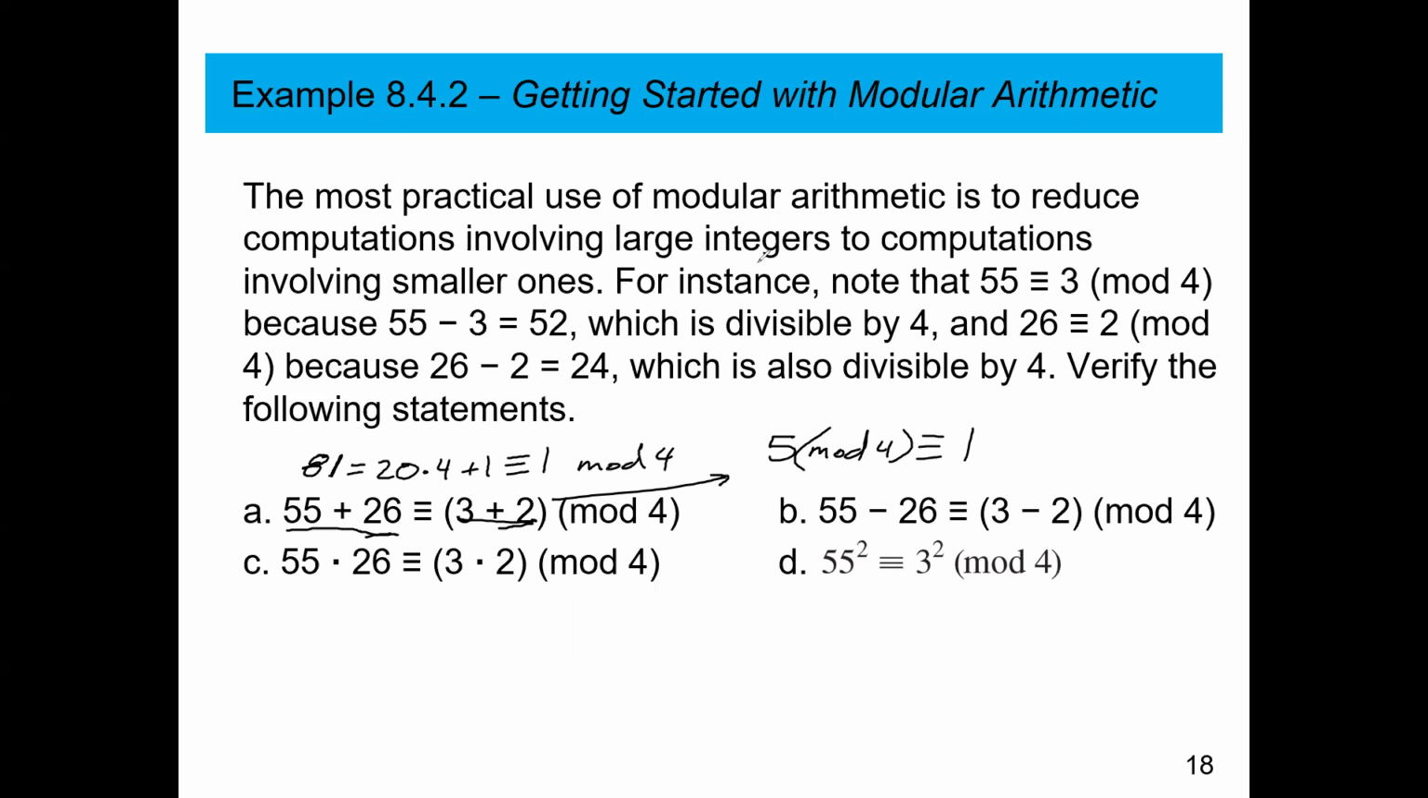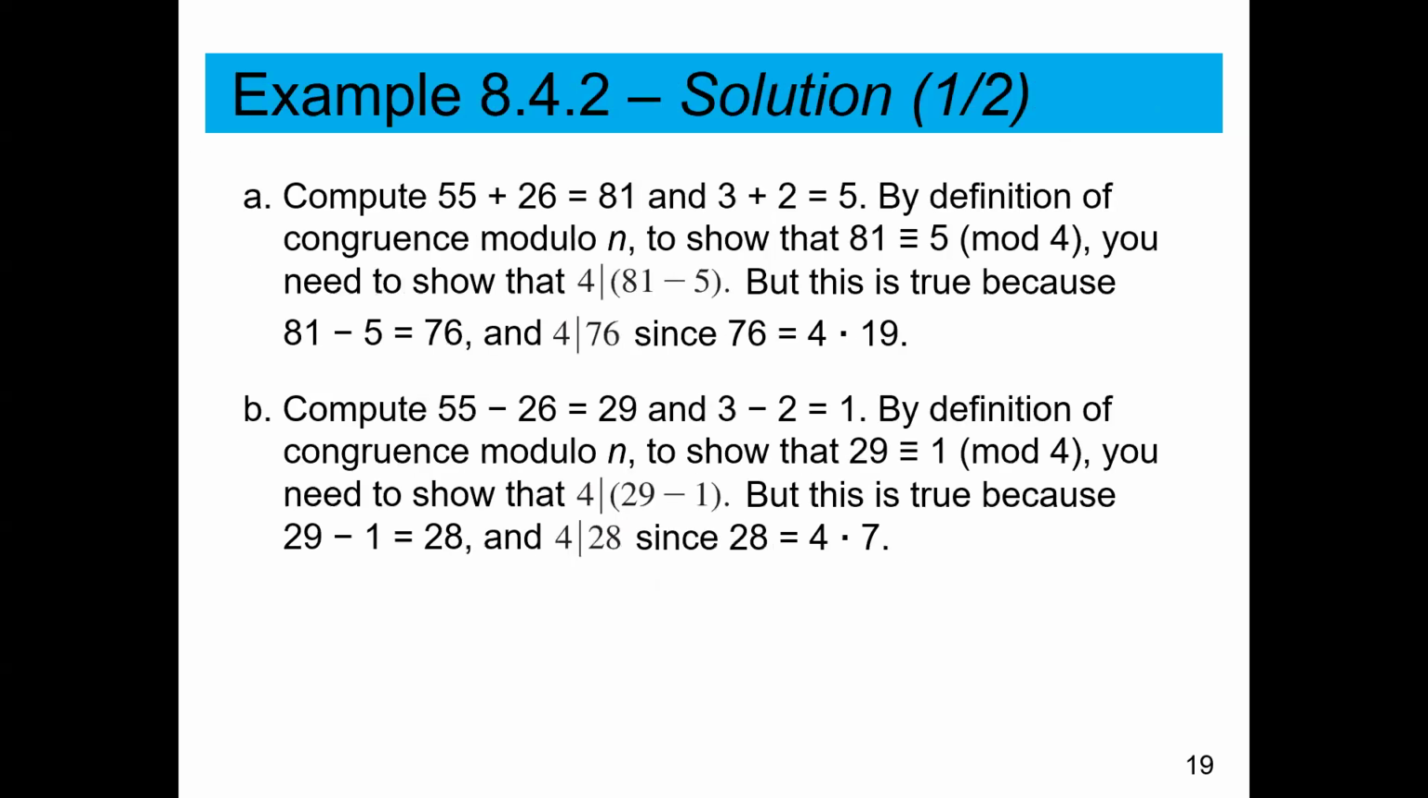Which one is easier computation? Often, for many people, the easier computation is to take this and go to its smaller values real quickly, because then you're dealing with smaller numbers. But again, it depends on the person you're dealing with and what they see. Just to show more, for part B, subtraction: if we actually did the actual subtraction, this is 29, but 3 minus 2 is 1. 29 is 28 plus one more. So that's why it's congruent to 1 mod 4.